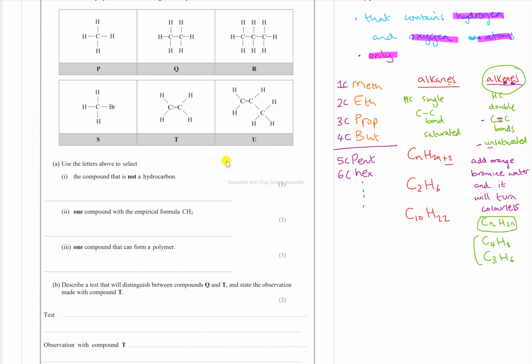Right, okay. Use the letters above to select a compound that is not a hydrocarbon. It's this one, because it contains something other than a carbon or a hydrogen.